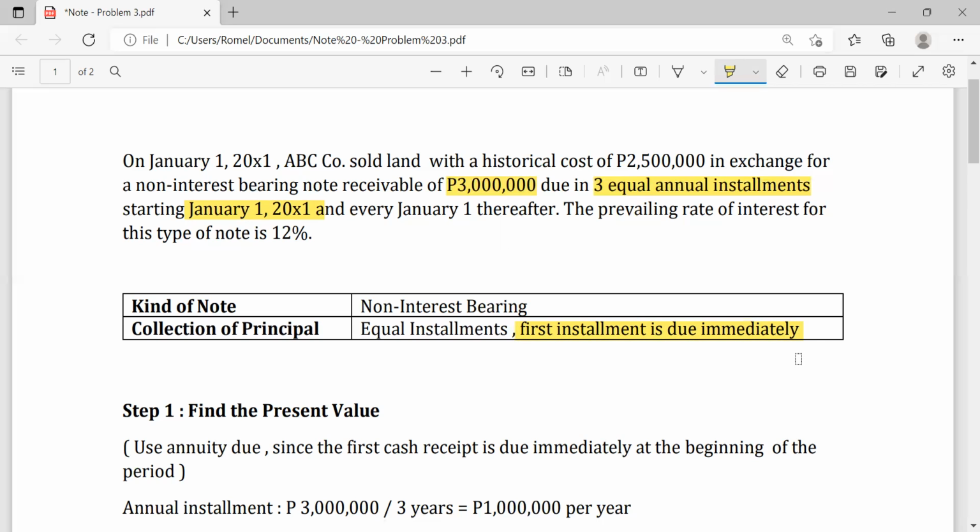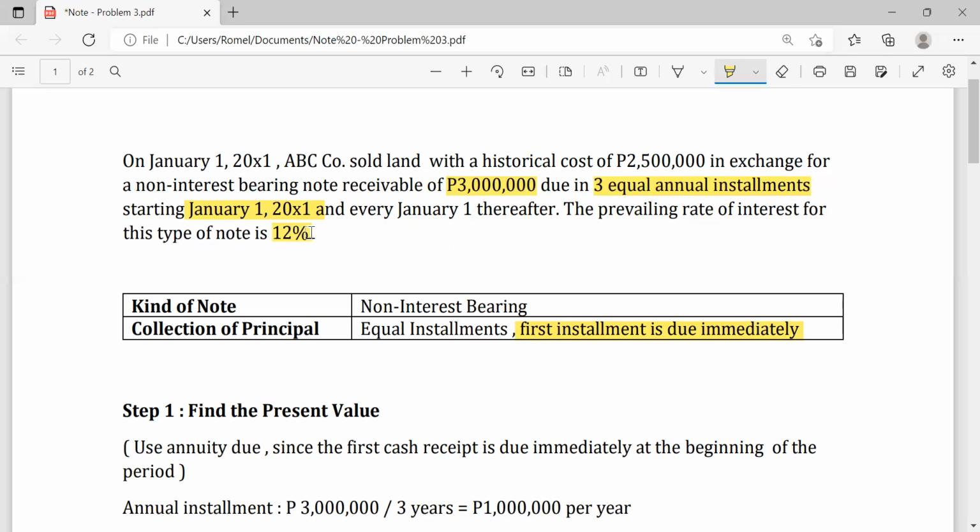So probably you're asking, Sir, why is it important to assess kung kailan ang first installment? If it is due immediately or if it is due 1 year from now. Why is it important to assess? Because this will matter in the formula that we will use in computing for the present value. So magmamatter yan.